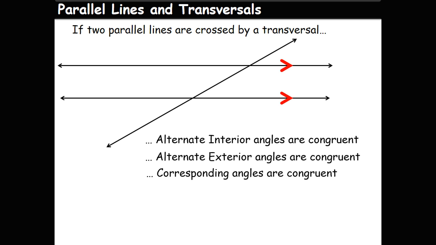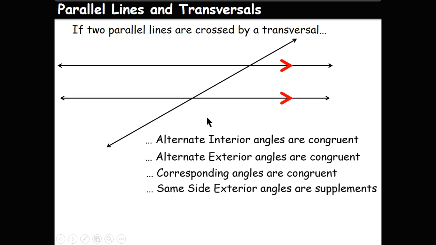The corresponding angles will always turn out to be congruent. The same side exterior angles, if we look at a set of same side exterior, here in the upper right at the top intersection, this is an acute angle. And in the bottom intersection, the bottom right, it's same side exterior, this is an obtuse one. Those two angles, an acute and obtuse, will always add to 180, which we have a word for. Those are called supplements. So same side exterior angles are always supplements when our lines are parallel.